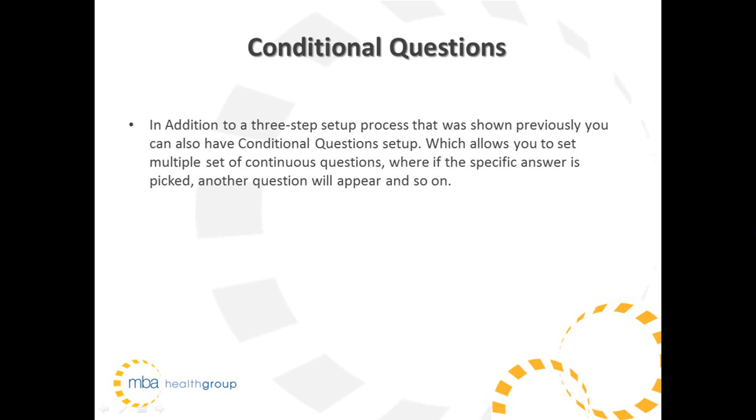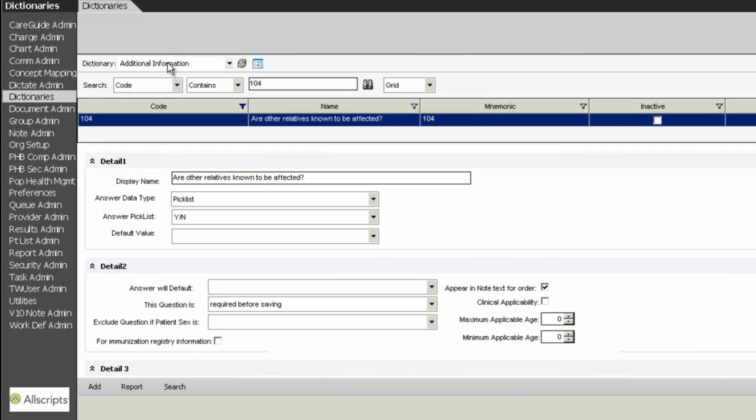In addition to the three-step setup process that was shown previously, you can also have conditional question setup. This allows you to set multiple sets of continuous questions where if a specific answer is picked, another question will appear, and so on. We are back in the additional information dictionary. Here's the question that we previously linked to our order. As you remember, the answer data type is pick list. The answer pick list is yes and no, and this question was set to required before saving.